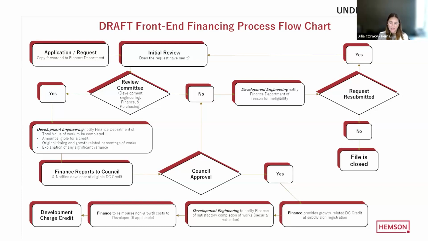And then if the review committee decides to proceed with the request, staff would then establish the total value of the works to be completed, the amount eligible for credit. They would look at the extent to which the timing of the works and the growth percentage of the works is being changed from what's stated in the DC study, and an explanation for any variance and justification for that. And then the DC credit and reimbursement eligible amounts and the terms and timing of the credits would be incorporated into a DC credit agreement with the developer. And then from there, a report would be brought forward for council approval, and the approved work would proceed if approved. Once the works are complete, development engineering would notify finance, and credits would be dispersed according to the terms of the DC credit agreement.